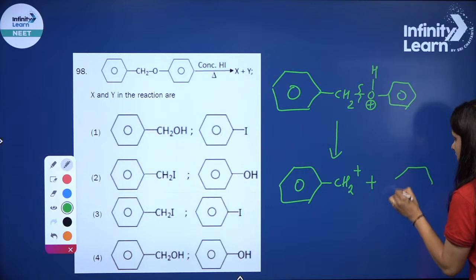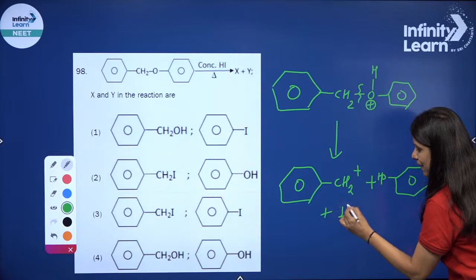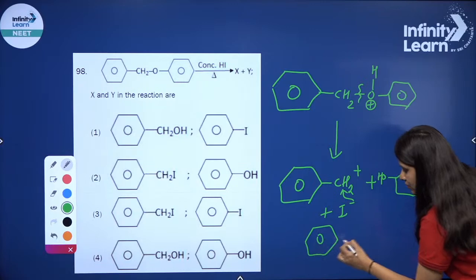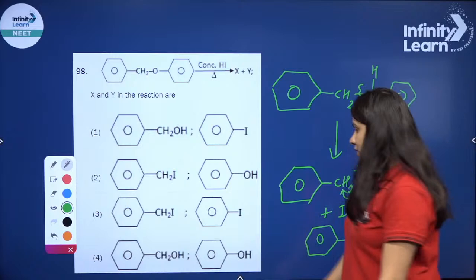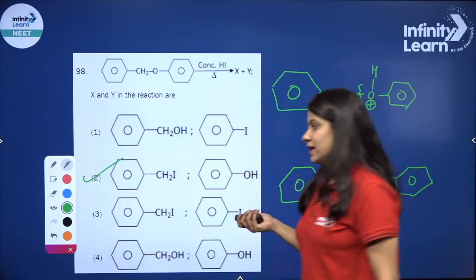phenol. Right? In the next step, what will happen? I minus will come here and attack here. So, my answer will be CH2I plus phenol. This is another PYQ. So, what is the answer? Answer has to be option number 2. Yes? Yes, everyone is supporting.